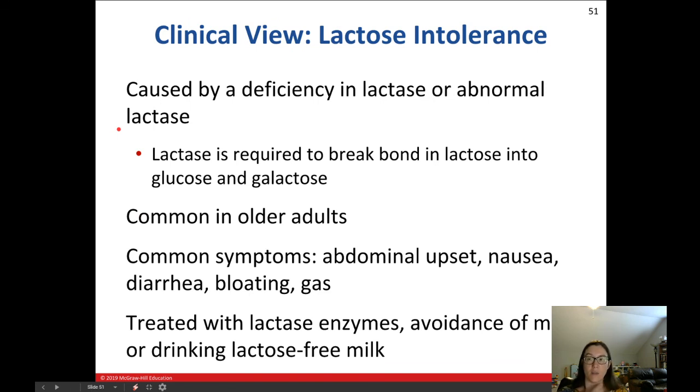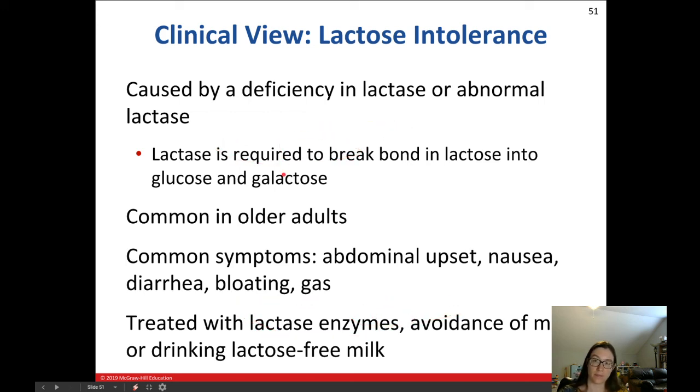We said a lot of times lactose intolerance happens because an individual does not have that lactase enzyme in those microvilli, in the brush border. So lactase is required to break that bond in lactose and form glucose and galactose. A lot of older adults don't have that lactase anymore. It doesn't persist. And so you can treat that by taking Lactaid, which has lactase enzymes. If you take the lactase enzymes along with drinking milk or whatnot, it's going to help break down that lactose.